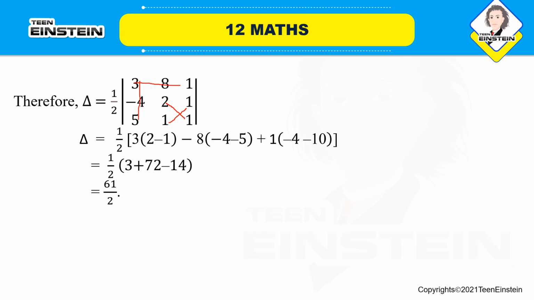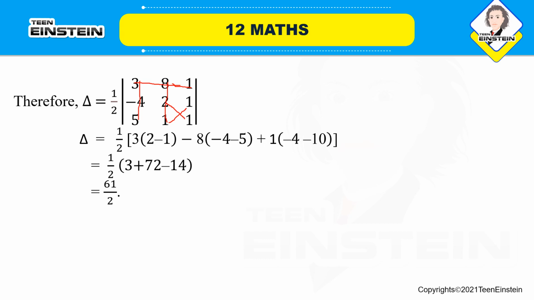So minus 8 into, if you delete the row and the column having the element 8, then you'll be getting minus 4, 1, 5, 1. So in the downward arrow, this is minus 4. In the upward arrow, this is minus 5. Plus 1 into, in the 1, 3 position, we have the element 1. For this position, we have positive sign. So 1 into, here you'll be getting minus 4 and this is minus 10.